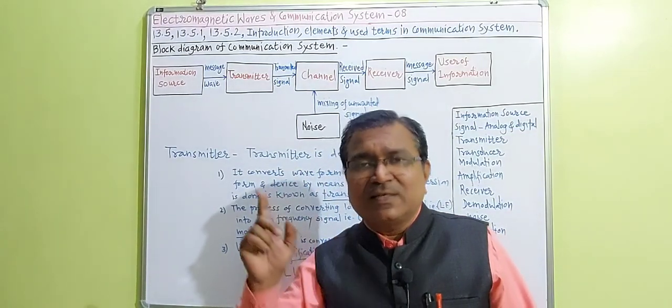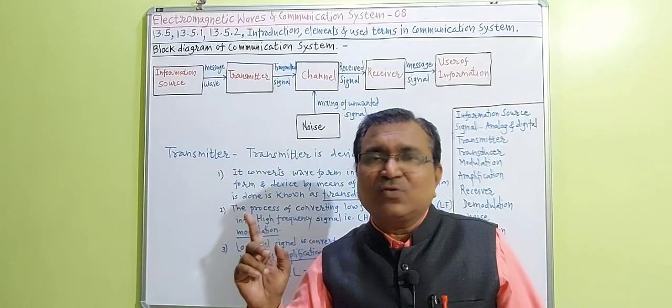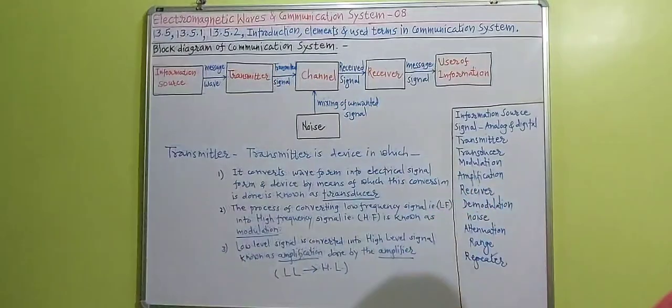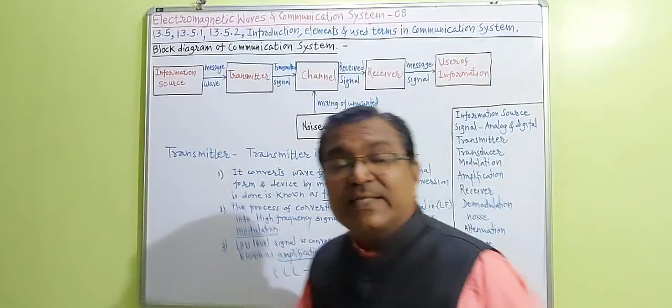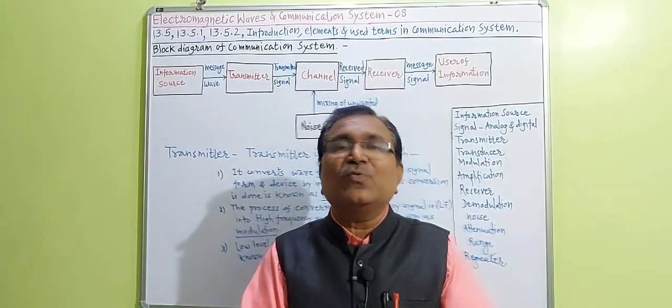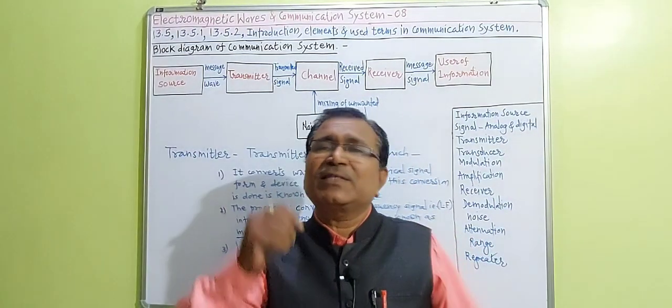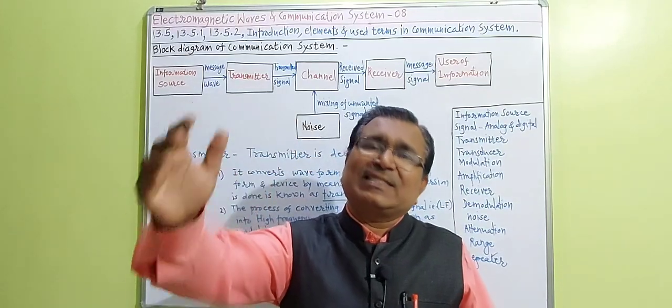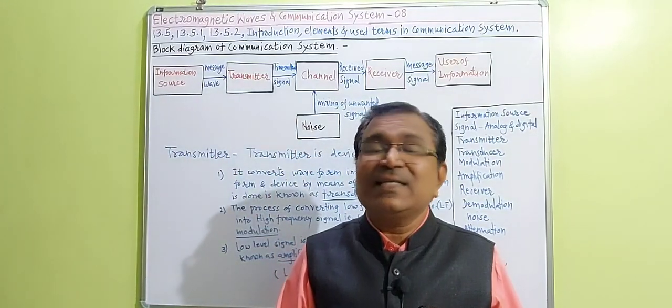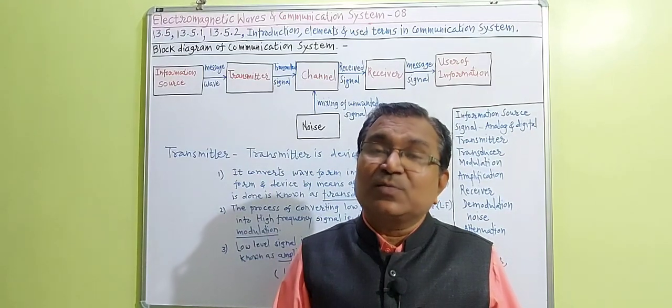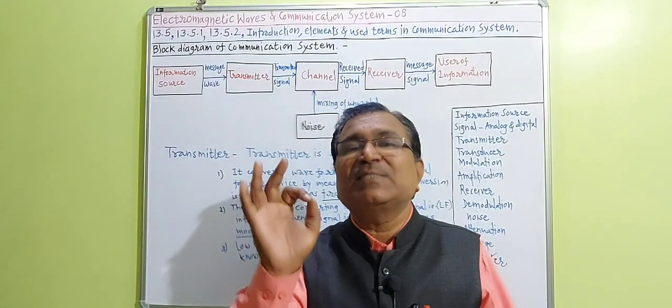Remember well, dear students, take a screenshot and write in your notebook. What is a transmitter? A transmitter is a device in which three processes are happening. Waveform is converted into electrical signal, LF is converted to HF, and LL is converted to HL. And then those electrical signals are ready to move from one place to another place over a long distance. That is the most important process happening in the transmitter.